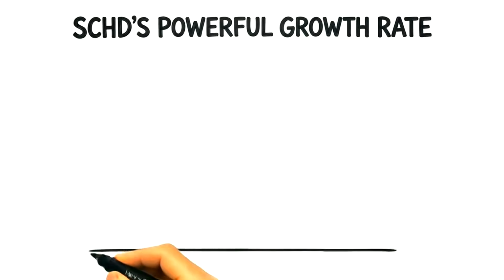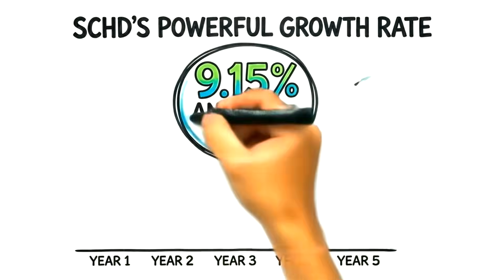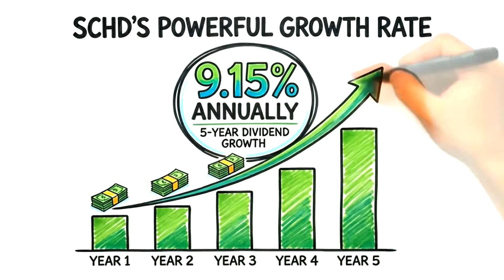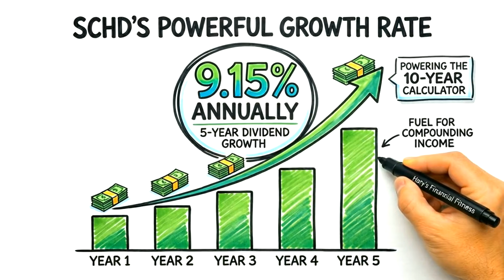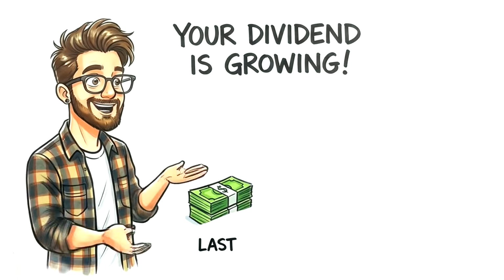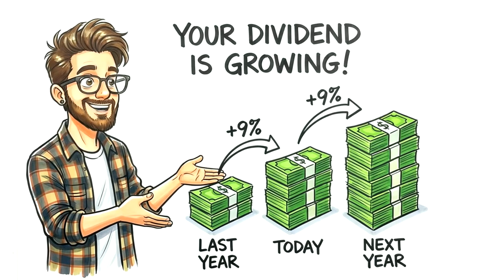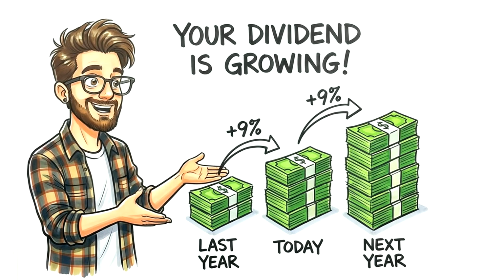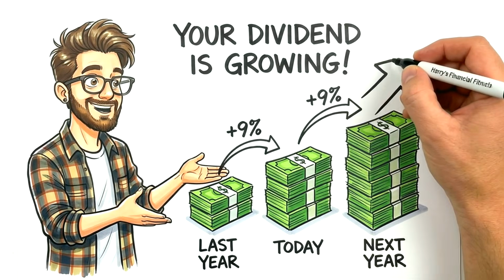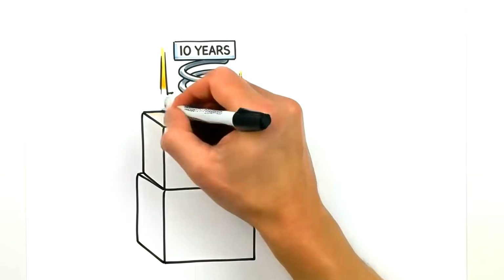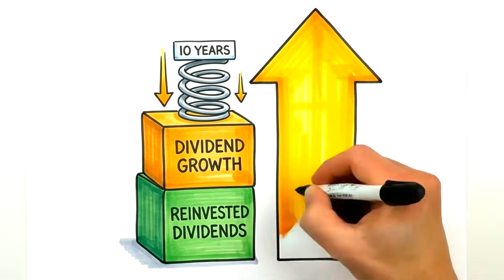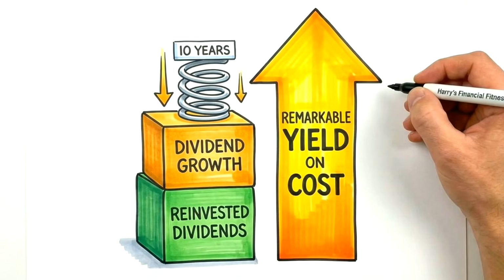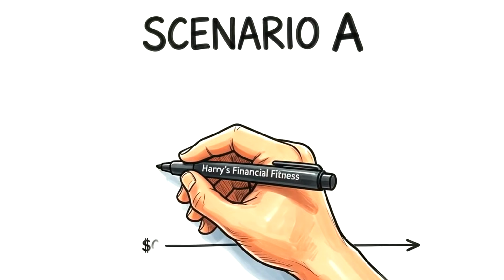But here's the number that makes the 10-year calculator so powerful. SCHD's 5-year dividend growth rate is 9.15% annually. That means the dividends you receive today are 9% larger than what you received last year. And next year's will be 9% larger than today's. When you stack that kind of growth on top of reinvested dividends over a full decade, something remarkable happens to your yield on cost. Let me show you exactly what I mean.